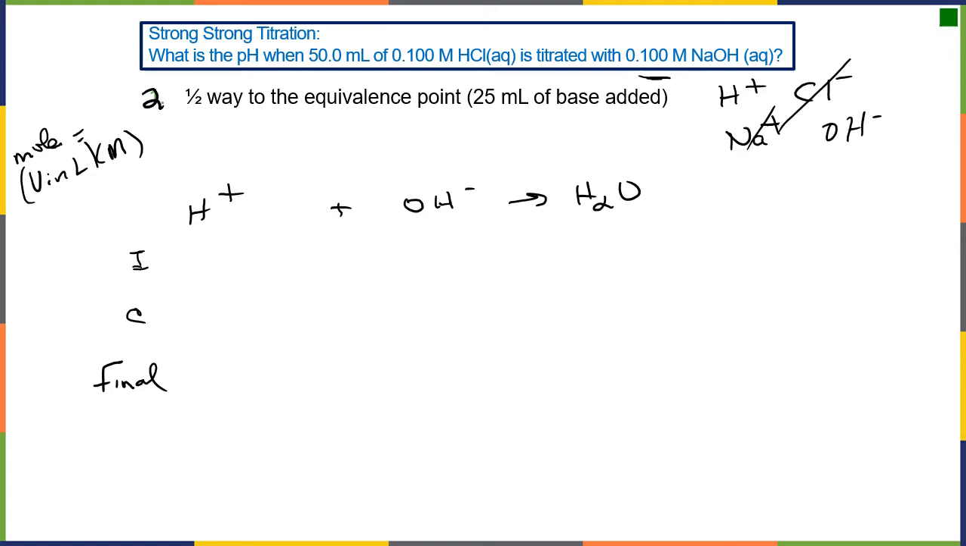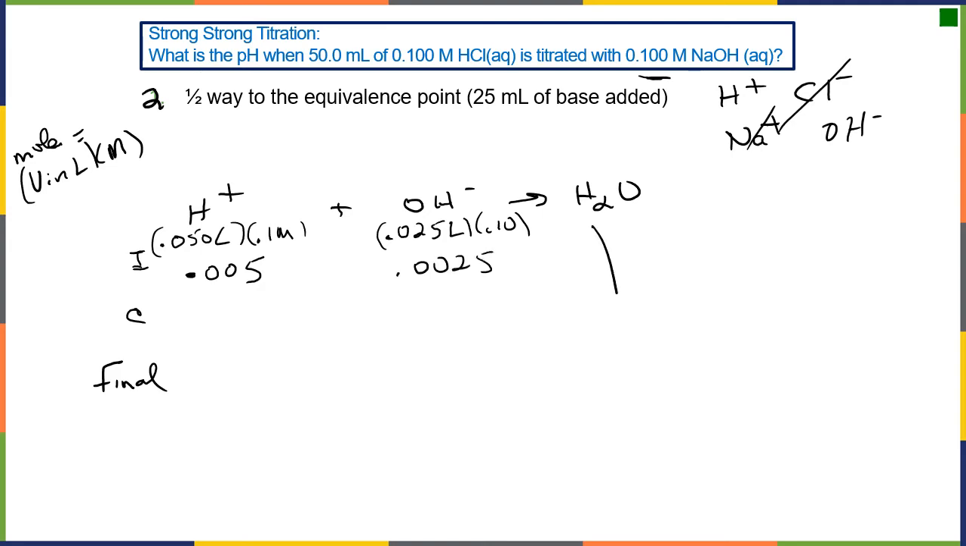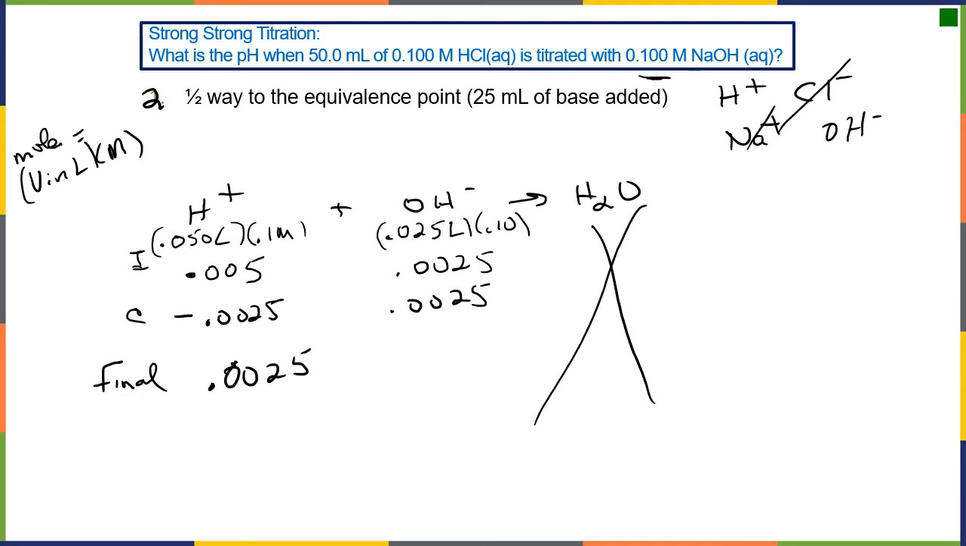So the initial amount of the H+ will be 0.050 liters multiplied by 0.1 molar, and that's going to be 0.005 moles. The hydroxide is 0.025 liters. Remember, 25 mL divided by 1,000 to get our volume in liters. Our molarity is 0.1, so 0.0025. We're going to ignore the water. The smaller value is our limiting reagent, so we're going to subtract 0.0025. There's nothing to add on the product side because there are no products that we care about. We're just making water, giving us 0.0025 and 0.